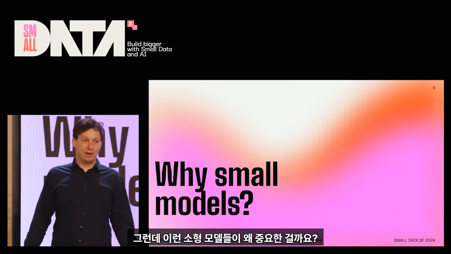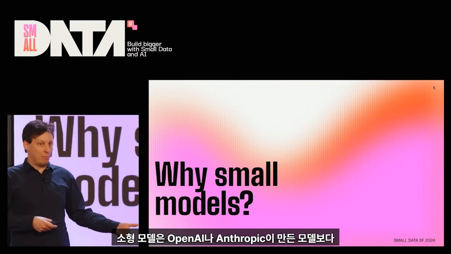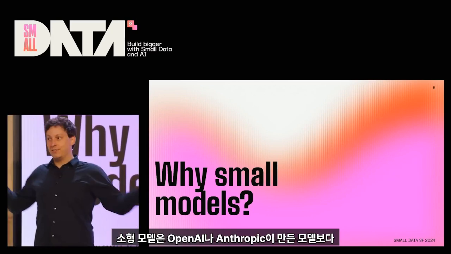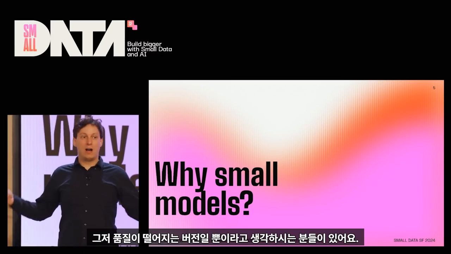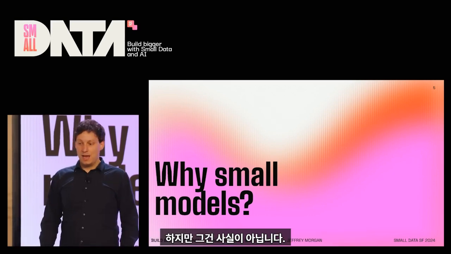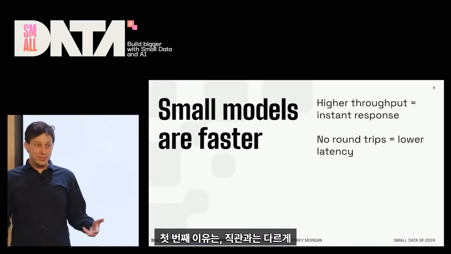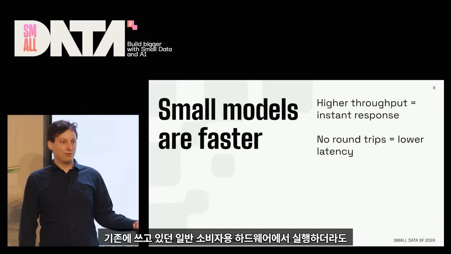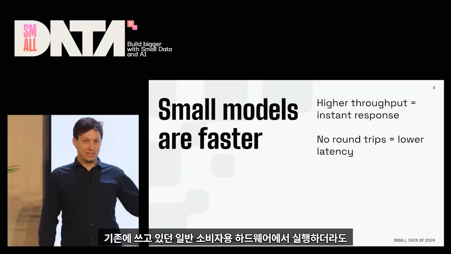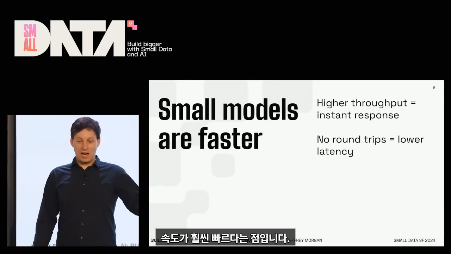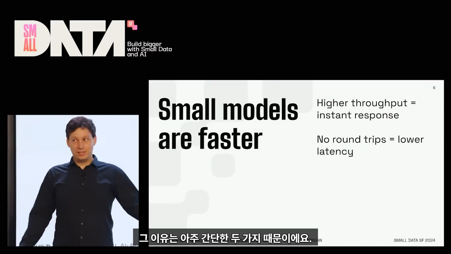But why do they matter? There's this misconception that small models are just bad versions of what you can get from OpenAI or Anthropic. And that's really untrue. And so there are three major reasons. The first one is that, counterintuitively, even though you're running them on existing consumer hardware, they're actually a lot faster. It's for two really simple reasons.